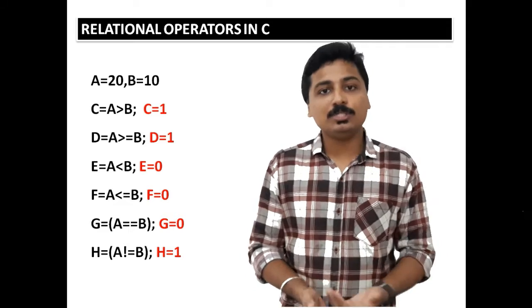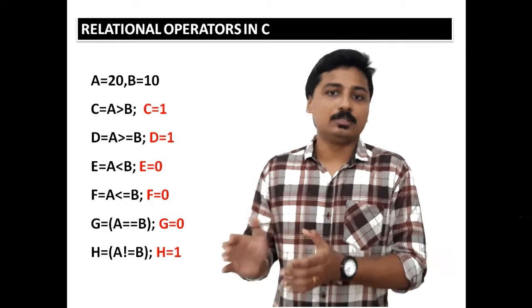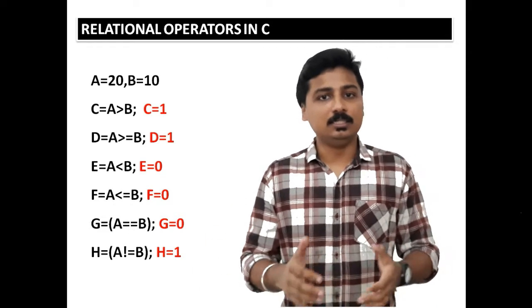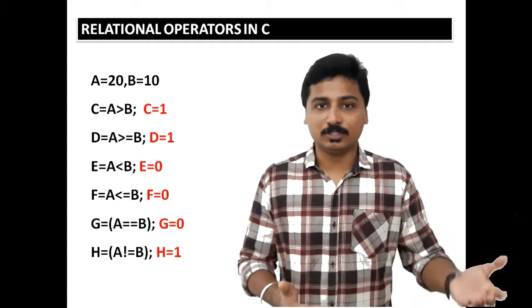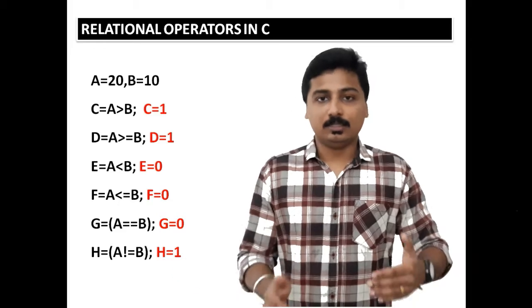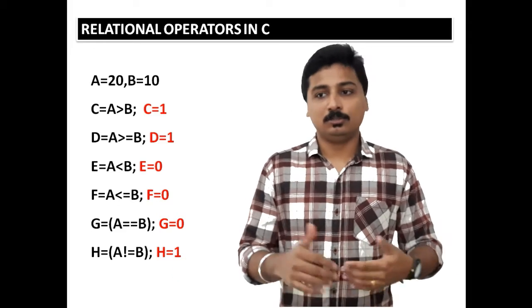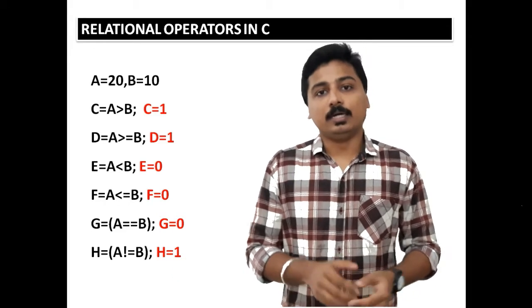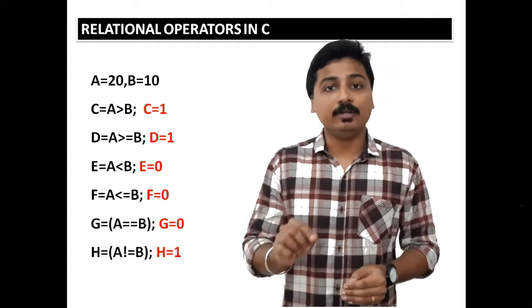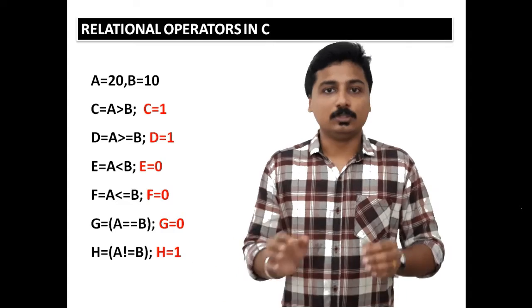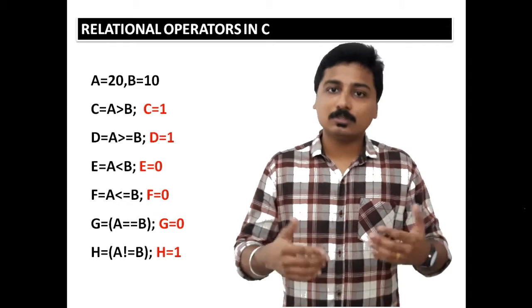Okay, so we are using these operators and storing the result in particular variables named C, D, E, F, G, H, etc. The result will be in the form of 1 or 0, that is true or false. In the first case we are using a greater than operator, so A is greater than B. A contains 20, B contains 10. So 20 is greater than 10. So definitely the result will be 1 because it is a true case.